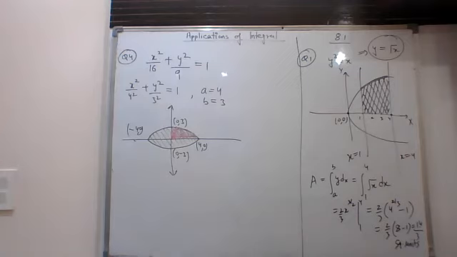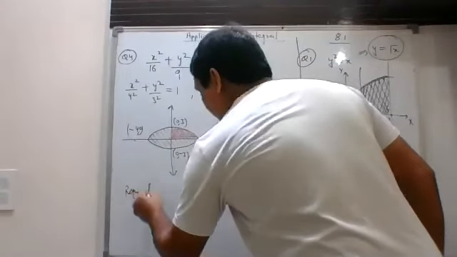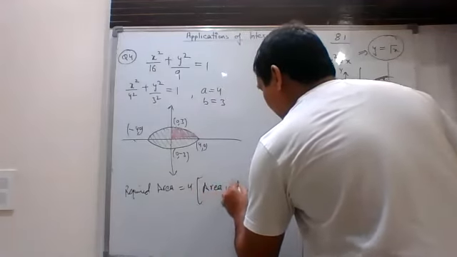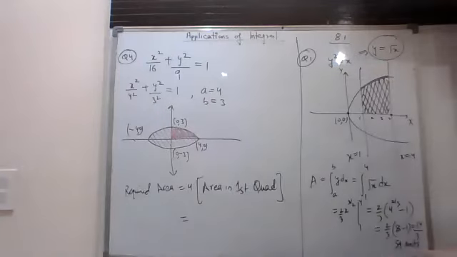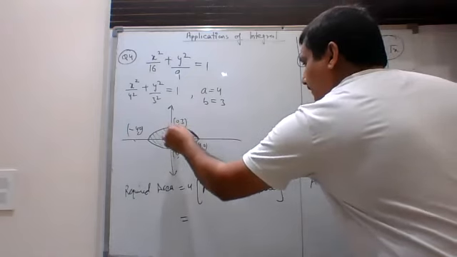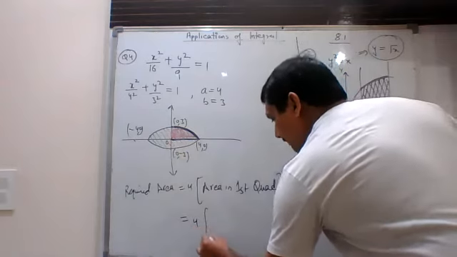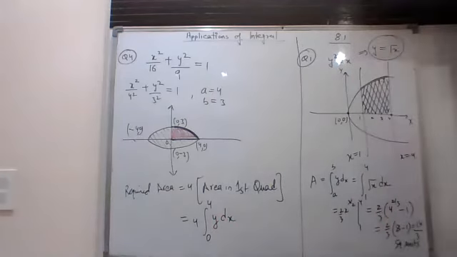Now the question is how to get this area. We can write the required area is equal to 4 times the area in the first quadrant. Now how do we get the area in the first quadrant? This is our first quadrant, this is the movement of the curve, and it is moving from 0 to 4. So I can write 4 times the integral from 0 to 4 of y dx. The limits are 0 to 4, and I have written y dx.